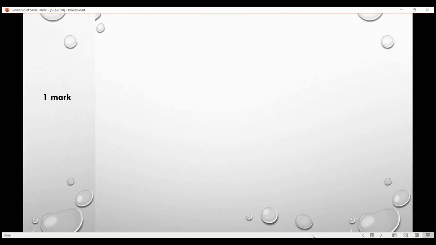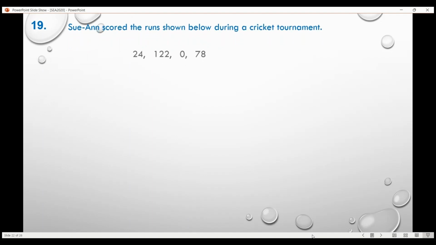Let's go on to our penultimate question, or our second to last question on the paper, where it says, Sue Ann scored the runs shown below during a cricket tournament. She scored 24 runs in the first innings, 122 runs in the second innings, no runs in the third innings, and 78 runs in the fourth innings. What was her mean score? So sometimes this is said to be the average, and that's fine. So what we want to do is be able to represent this visually so students could get a grasp of what we're doing when we're finding the mean.